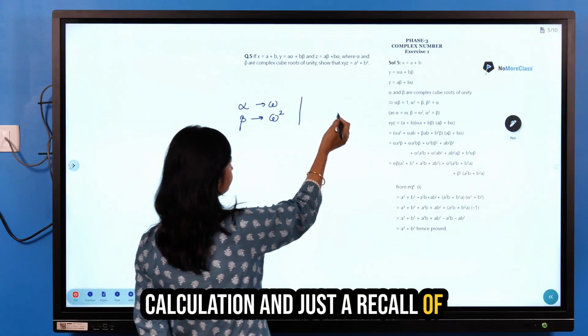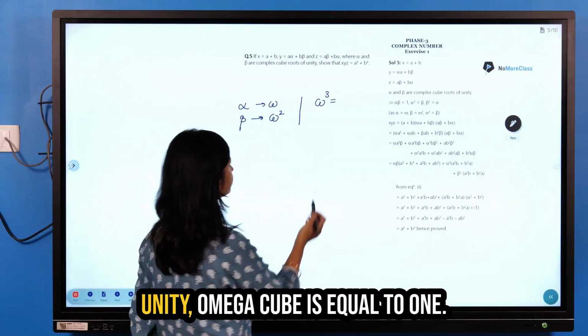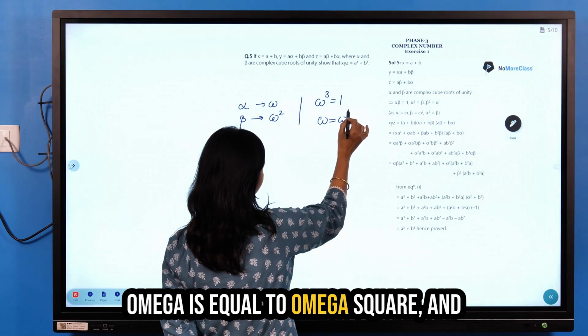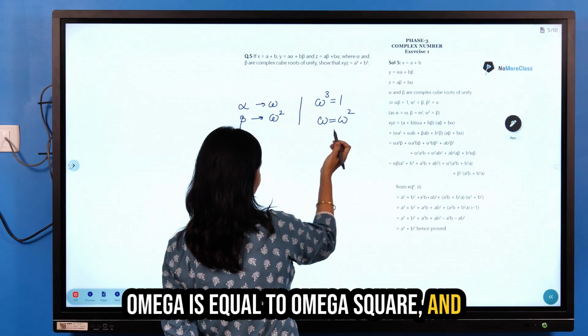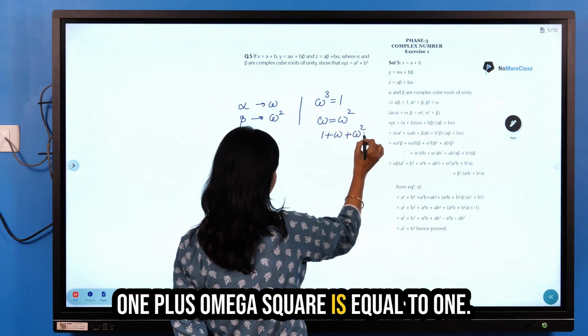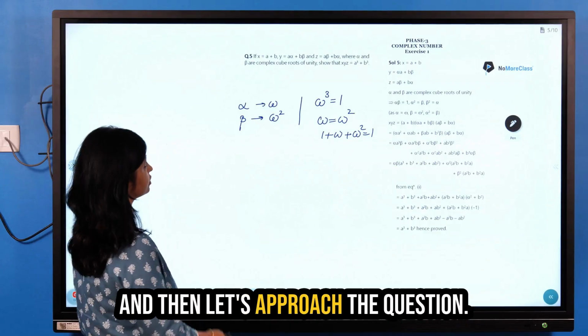And just a recall of the properties of cube root of unity. Omega cube is equal to 1, and 1 plus omega plus omega square is equal to 0. And then let us approach the question.